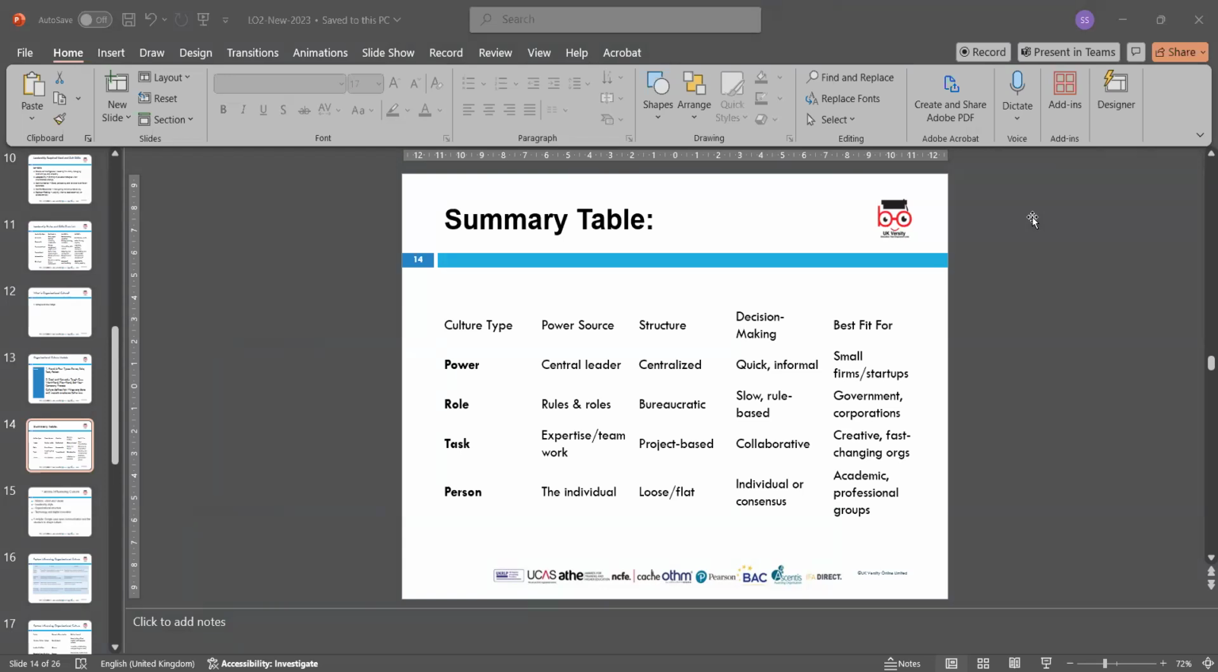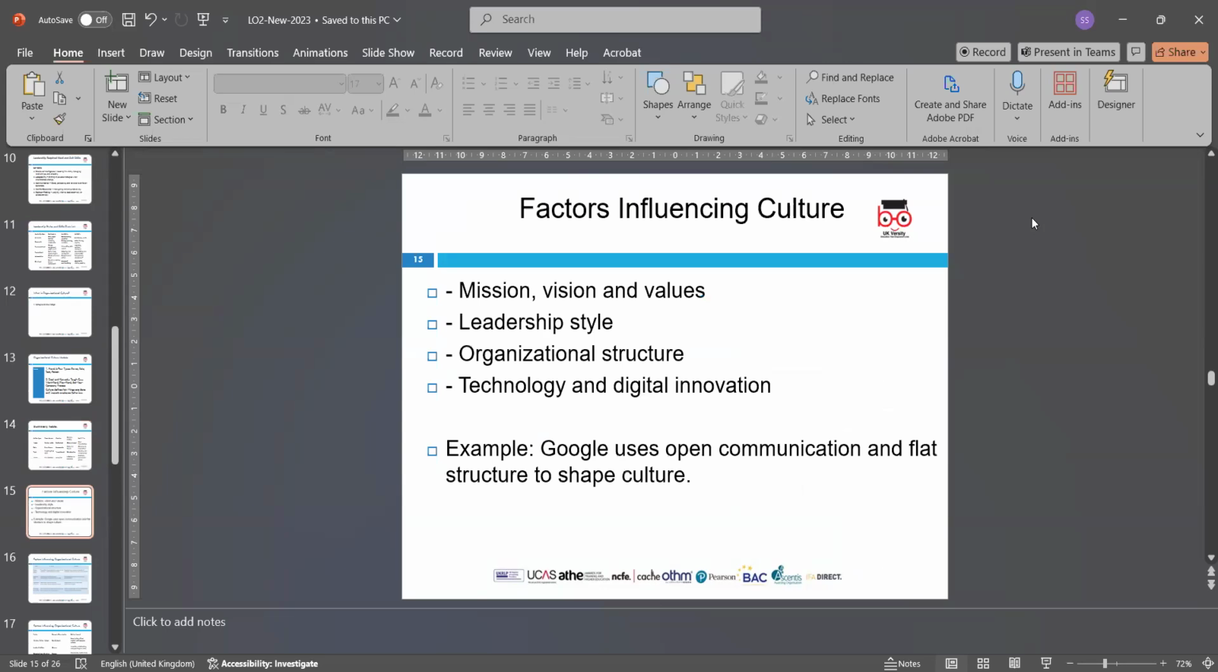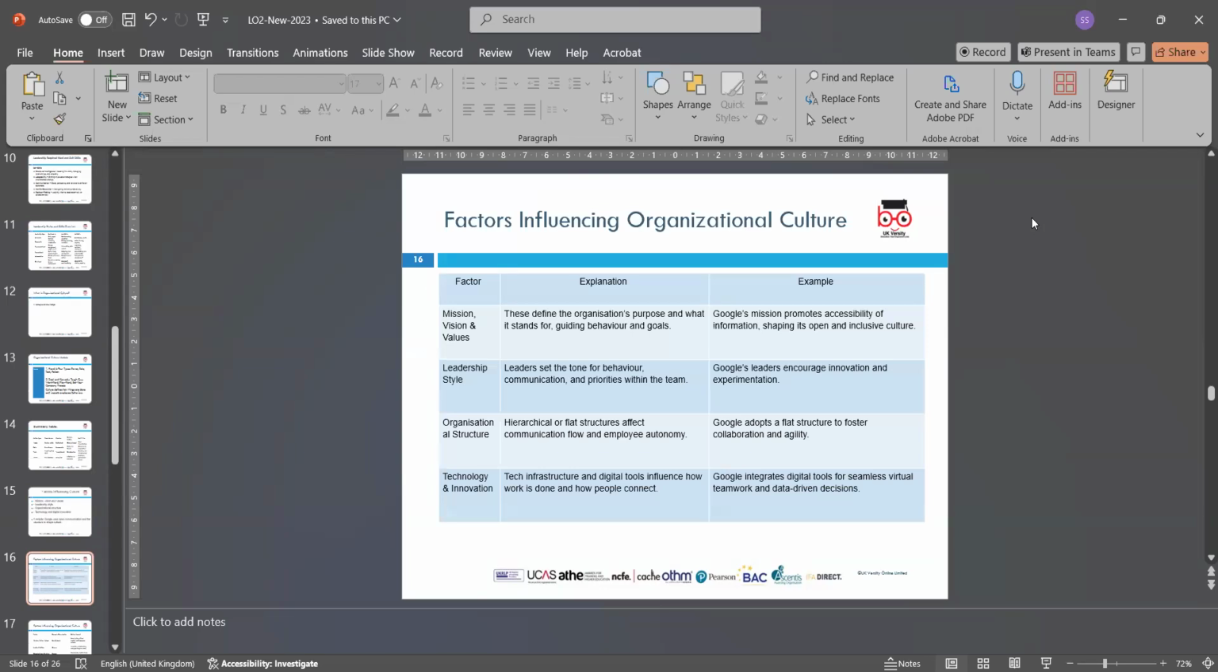Next, there are many other factors which can influence organization culture, namely mission, vision, and values, leadership styles, organization structure, technology, and digital innovation. So let's explore these elements one by one.